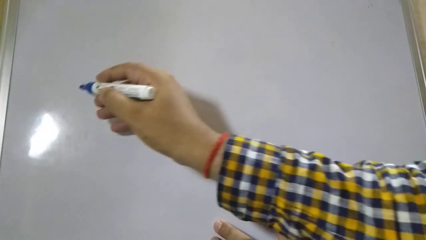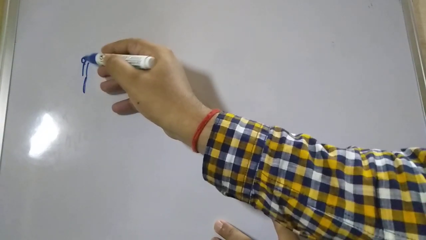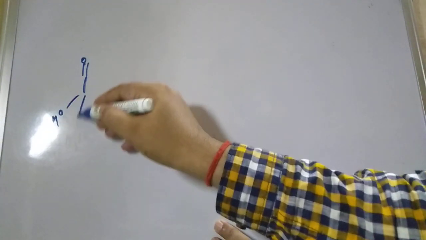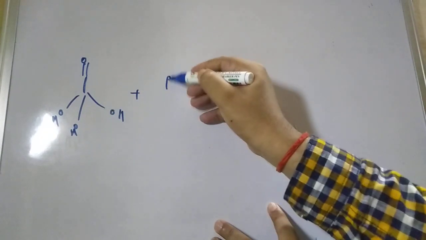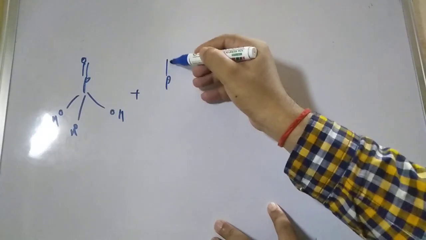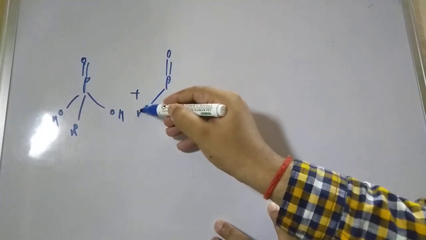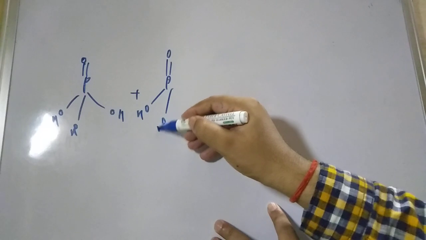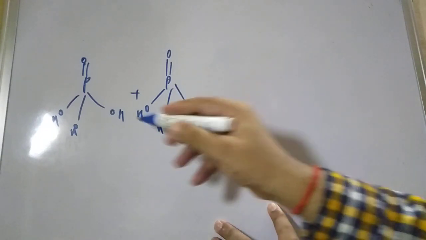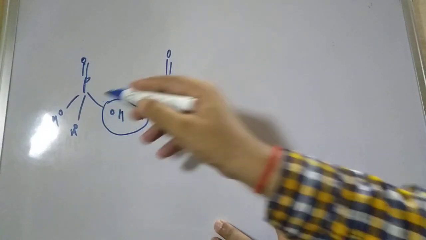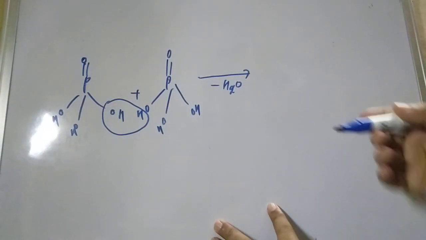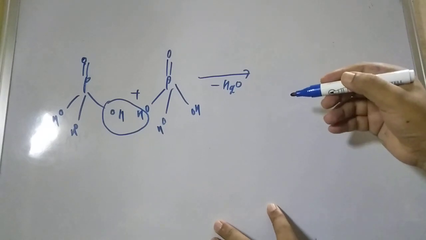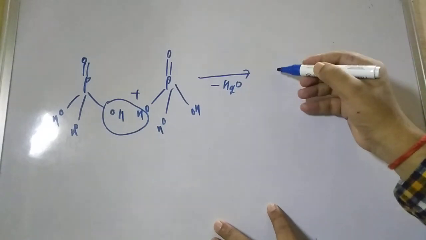So what we are doing is removing the water molecule. This is the phosphoric acid formula. Here is OH, here is OH, here is OH, plus P is again there, double bond O, here is OH, here is OH, and here is OH. Now here we are removing the water molecule, and what we get is pyrophosphoric acid.